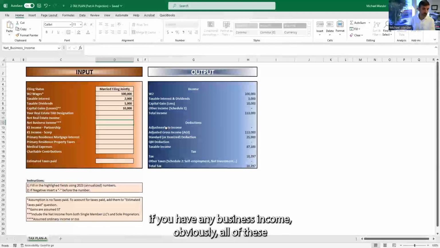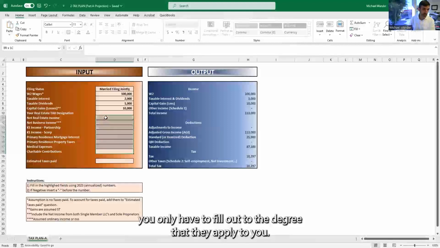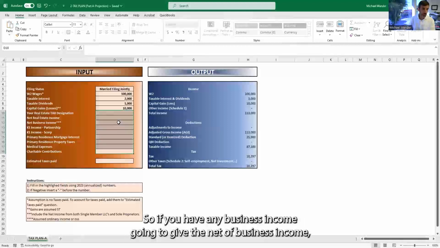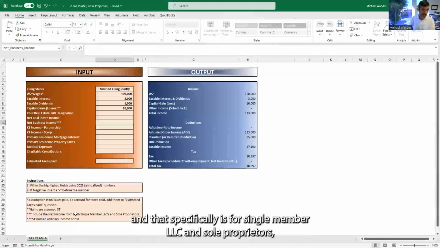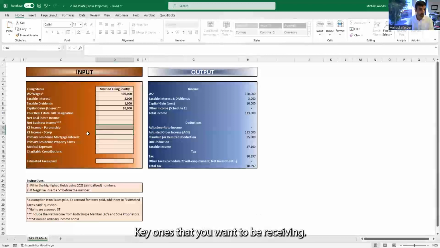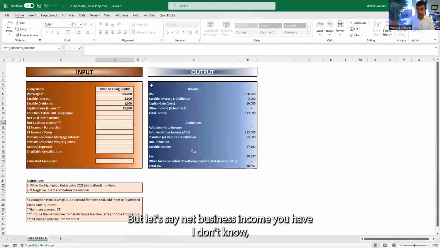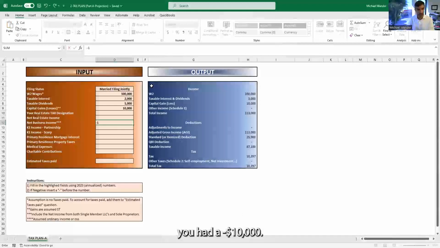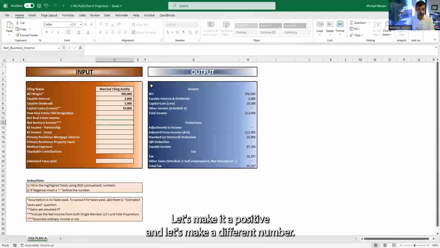Business income, if you have any business income, obviously all of these you only have to fill out to the degree that they apply to you. So if you have any business income, you're going to give the net business income, and that specifically is for single member LLCs and sole proprietors. Any other types of business, such as partnerships and S corporations, any K-1 income that you're going to be receiving, we're going to input over here. But let's say net business income, you have, I don't know, a negative $10,000, well, let's make it a positive 10,000. Well, let's make it a different number.